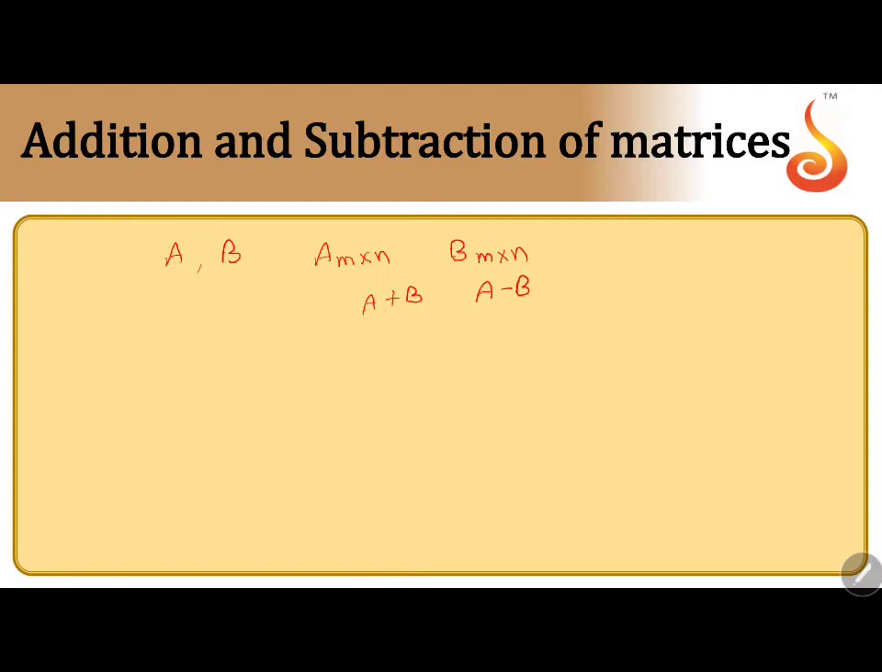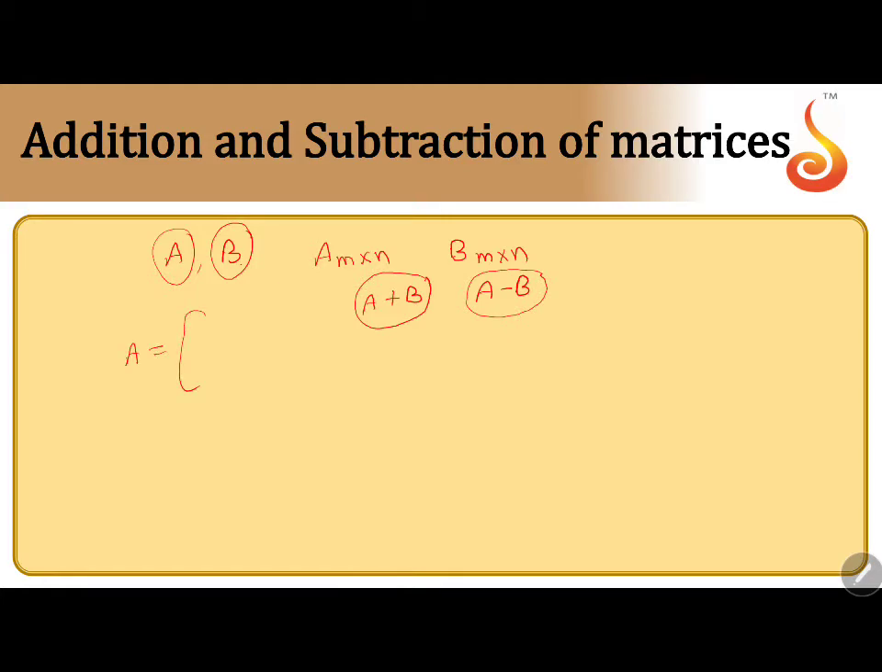Then how to get this matrix A plus B? A plus B is a matrix obtained by adding the corresponding elements of A and B. A minus B is a matrix obtained by subtracting the elements of B from the corresponding elements of A. I will explain with an example.